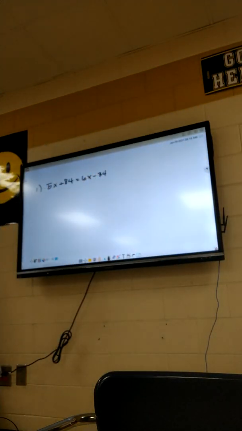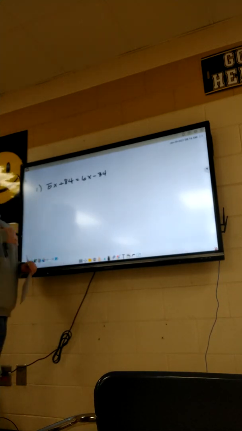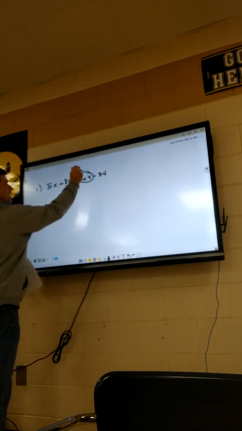All right, guys, this is just a basic equation y'all did in Algebra 1. When you got to solve for x, all you got to do is get the x's on the left side, numbers on the right side. What's going to happen with 6x when I move it over?